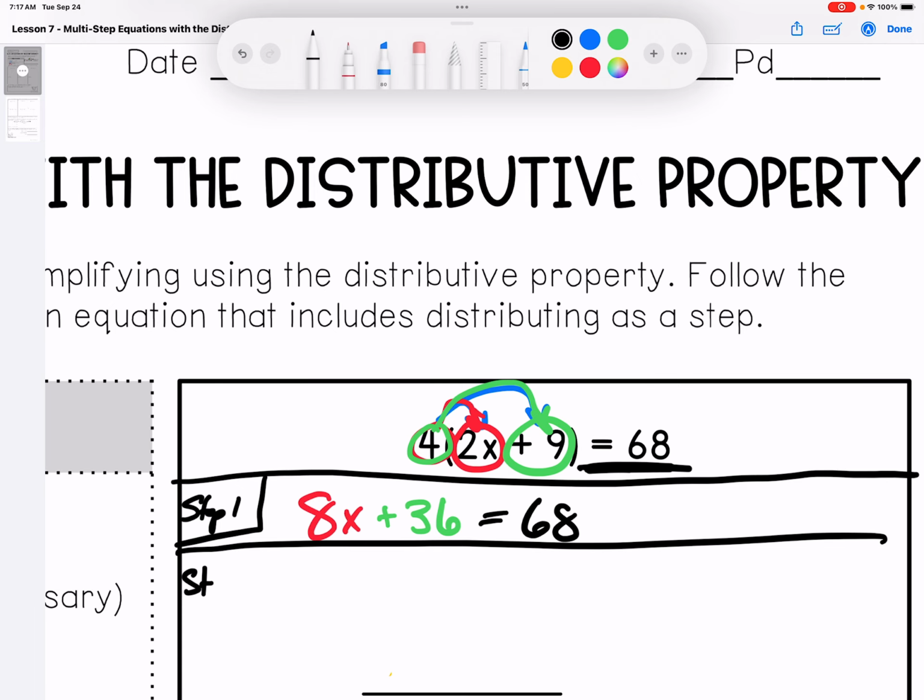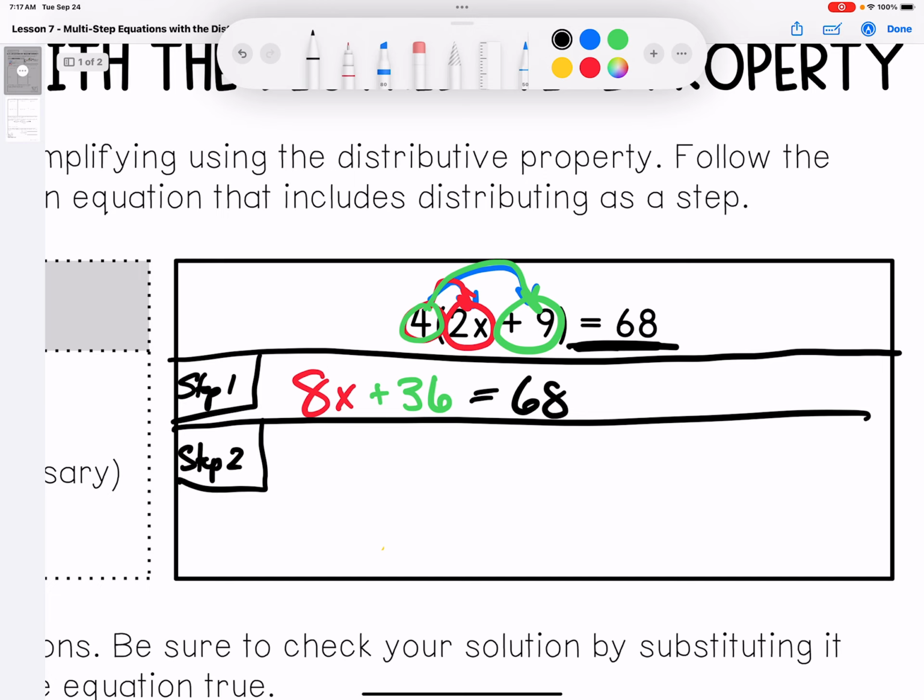Step 2. There's nothing to combine. All right, there's no like terms. Well, there is, on opposite sides. So now we've got to undo the addition because we have to combine like terms. So we have to get that on the other side. And you're left with 8x. We didn't touch it, so we're just going to bring it down. Guess what happens to those? Those go away. 68 minus 36 is 32.